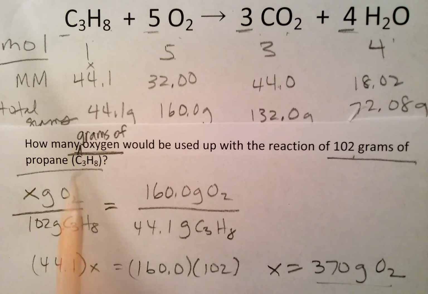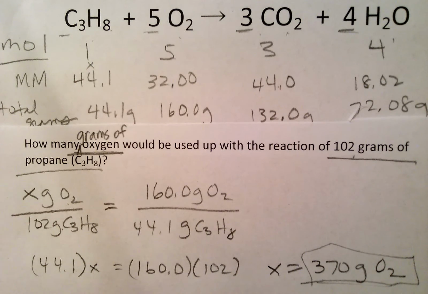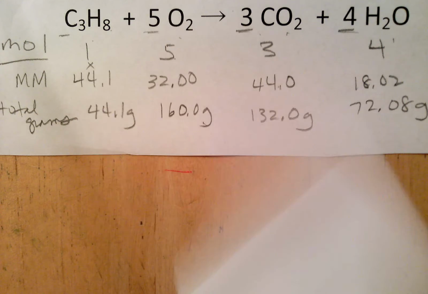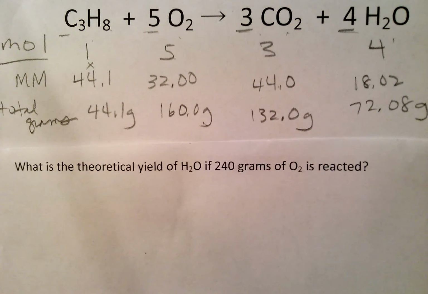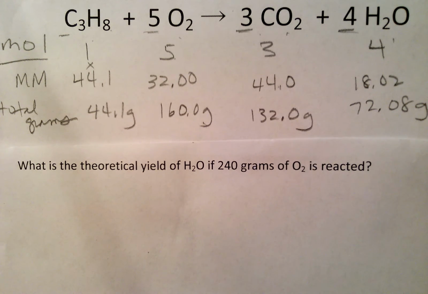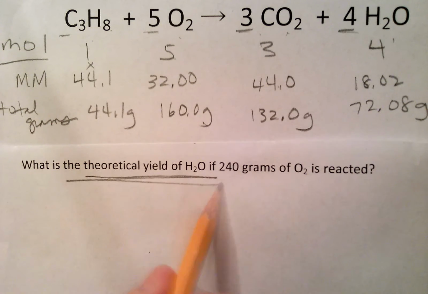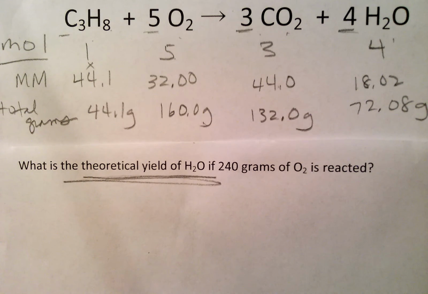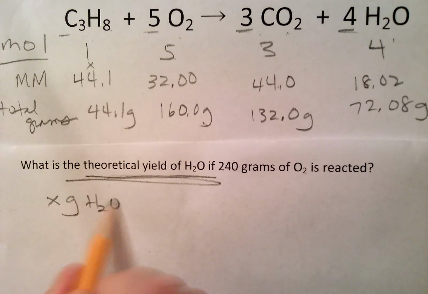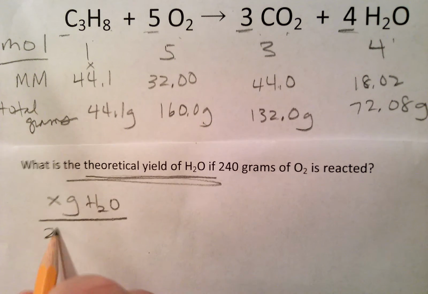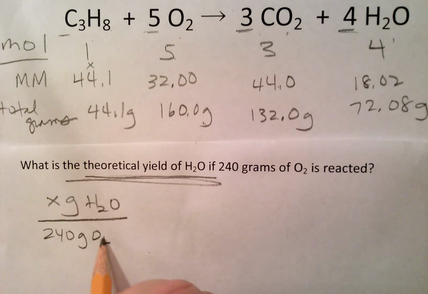What is the theoretical yield of H2O if 240 grams of O2 is reacted? Okay, so theoretical yield just means how many grams will be produced. So we're looking for X grams of H2O. Okay, and we have 240 grams of O2. So we're going to set that equal to the grams of H2O, right? And that is 72.08 over the grams of O2, which is simply 160.0.